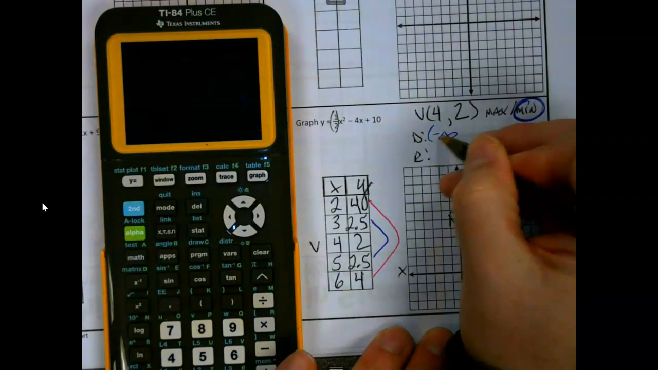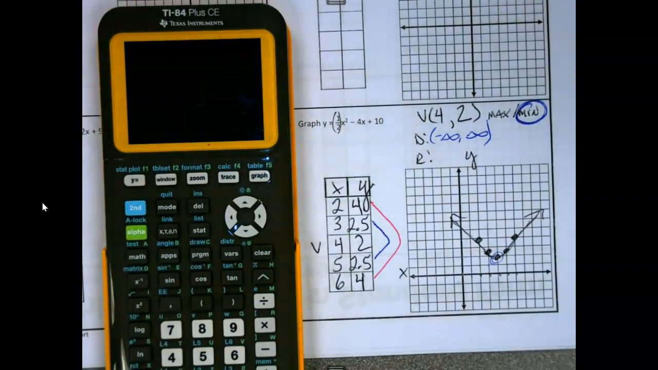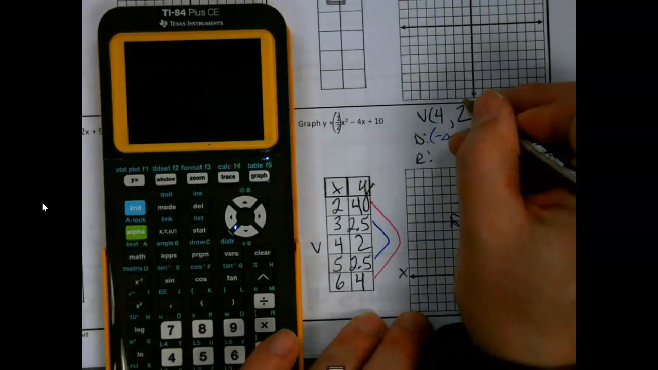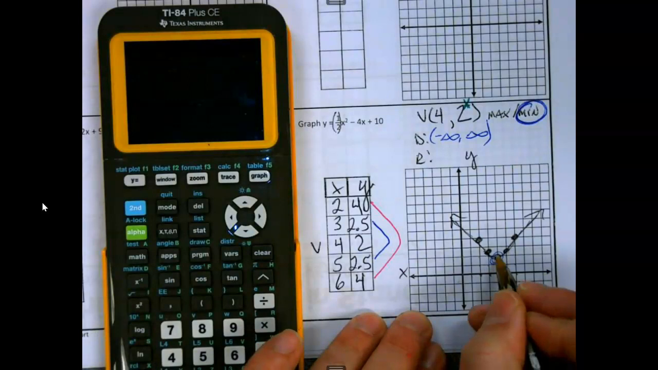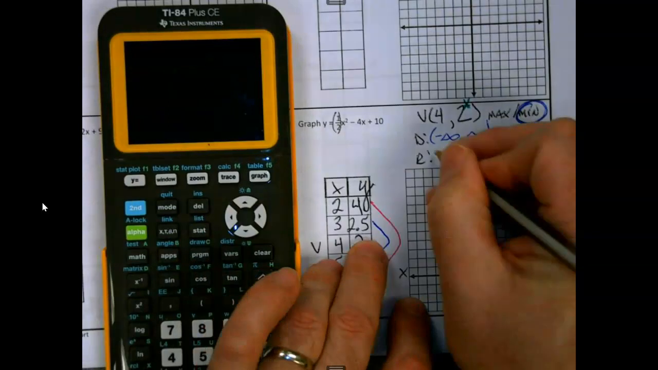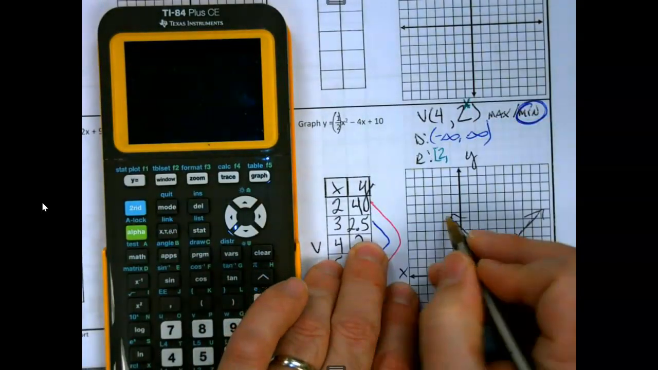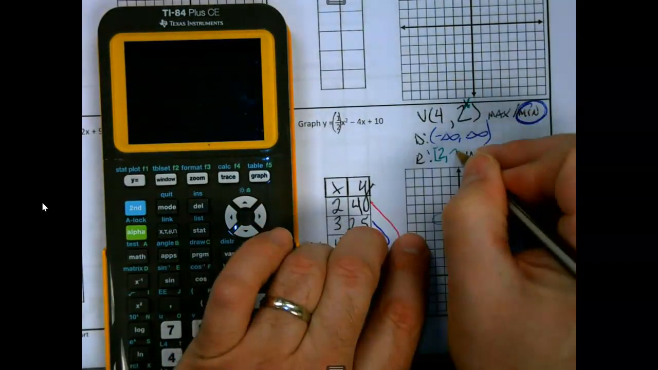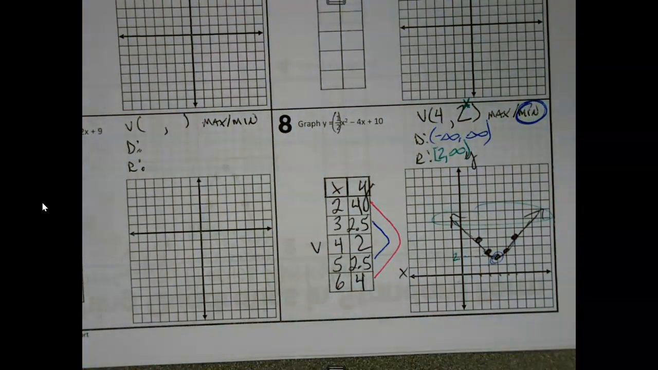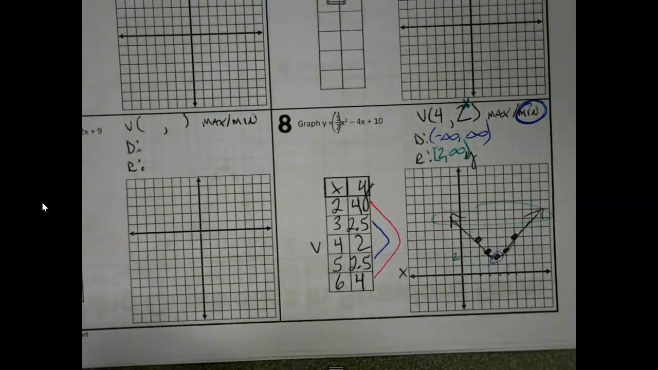Domain, I never have to think about. It doesn't matter what the graph looks like. I'm good. And then range again. We're opening up. When range opens up, the bottom of my graph starts at 2, and then it goes up forever. It's just getting used to what those pieces are and where I'm going to find the answers to them is basically what we're looking for here.